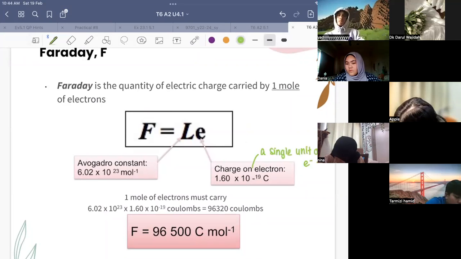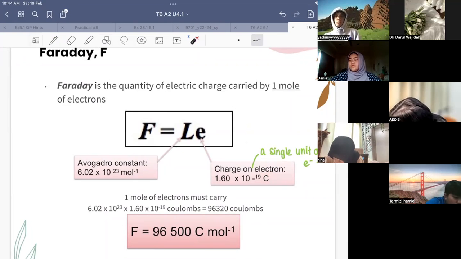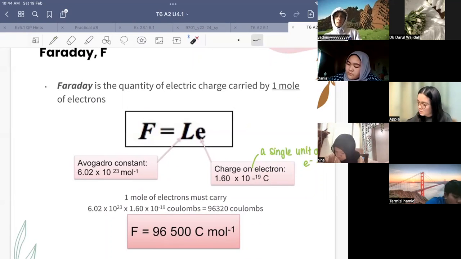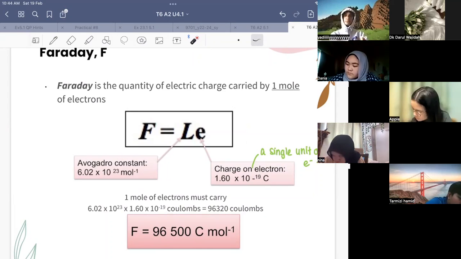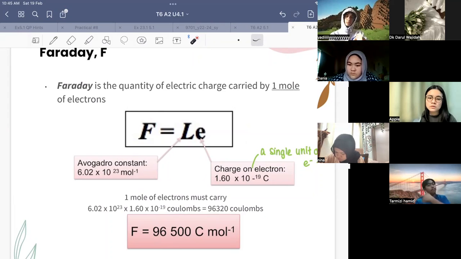So that's why we have this. Because the electron is negatively charged, it has a quantity of charge, just like your proton as well. Proton is positively charged, so a proton also has a value of charge that it carries. Now you notice that we do not include the negative sign, because F is supposed to be a positive number, the amount of charge that 1 mole of electrons carry.